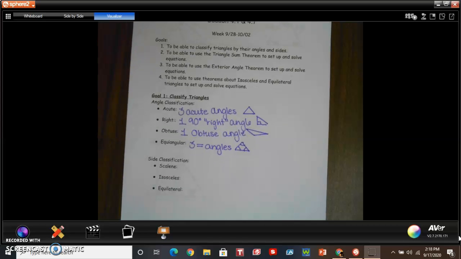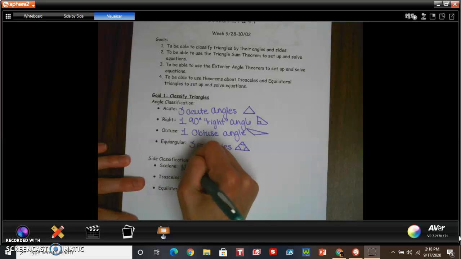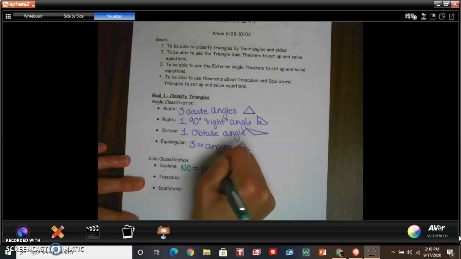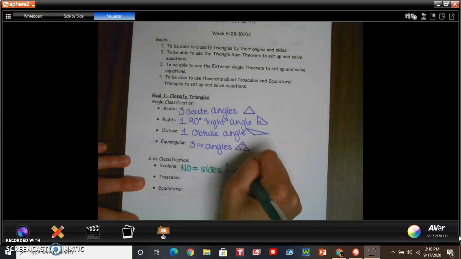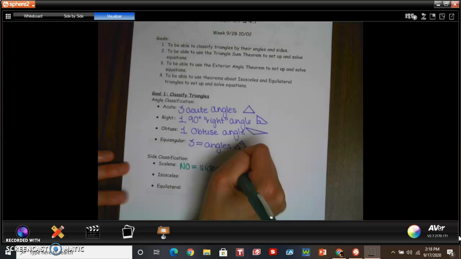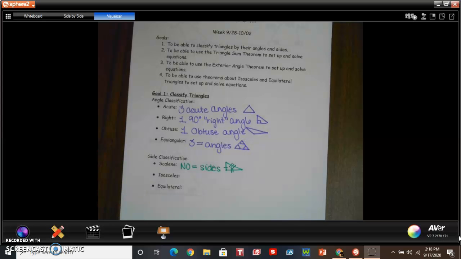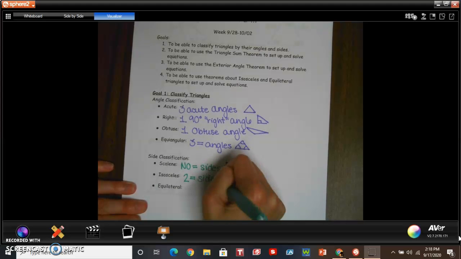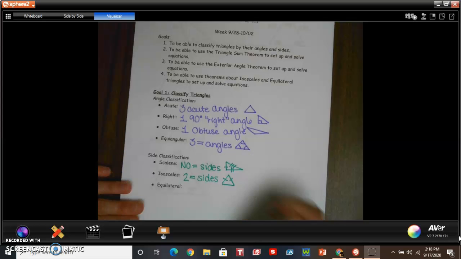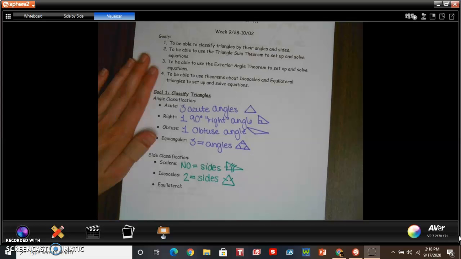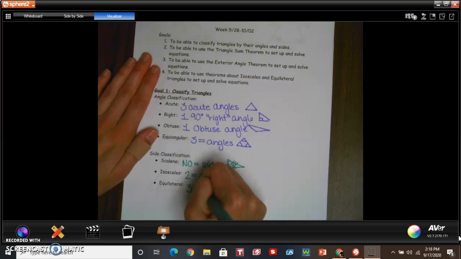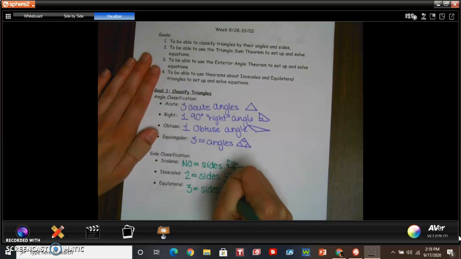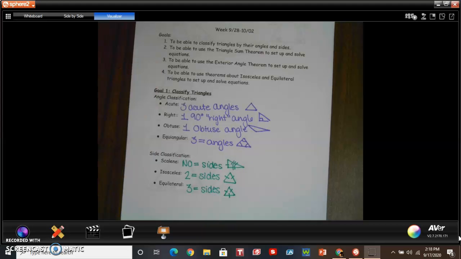All right, now classifying it by its sides. There are 3 ways to classify a triangle by its sides. First, you have scalene, which means you have no equal sides, or no congruent sides. So if your triangle has 3 different side lengths, it is considered scalene. Isosceles means it has 2 equal sides. So if you have a triangle and it has 2 sides that are congruent, it is considered isosceles. An equilateral triangle has 3 equal sides. It means all 3 of the sides are going to be the same length.